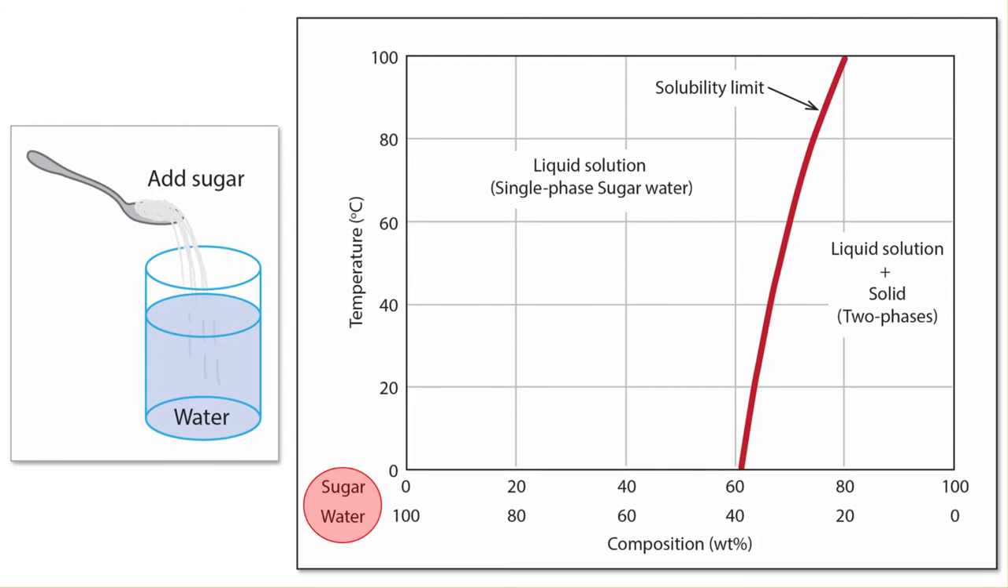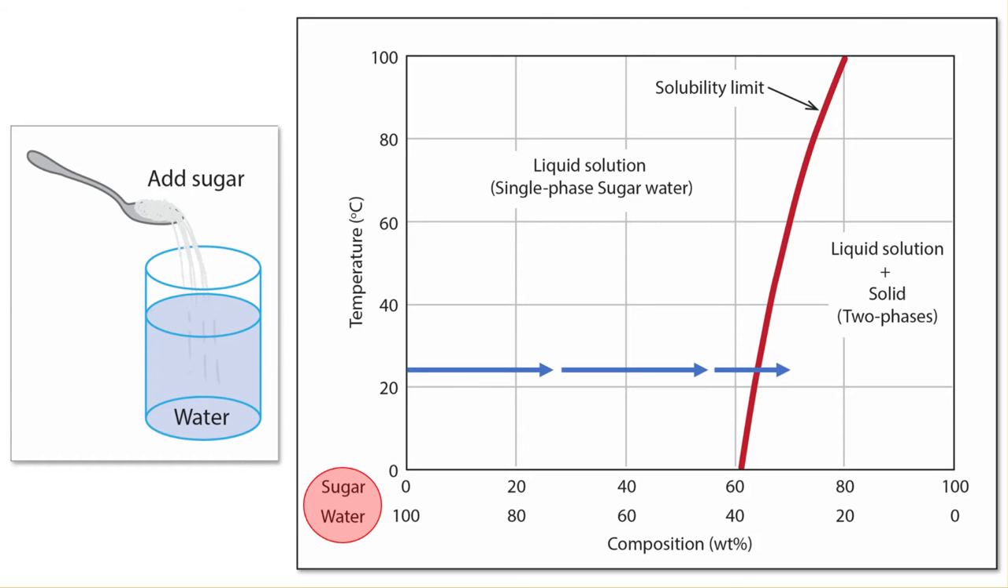Let's reproduce what we already know on this phase diagram. Let's start out with 100% water and add sugar a little at a time. At the beginning, the sugar will dissolve in the water, and we will still have a single-phase liquid solution. That means it is the same throughout. But if we continue to add sugar, there will be a point where no more sugar can be dissolved into the water, and the sugar will precipitate to the bottom of the glass as a second phase. We have crossed the solubility limit.